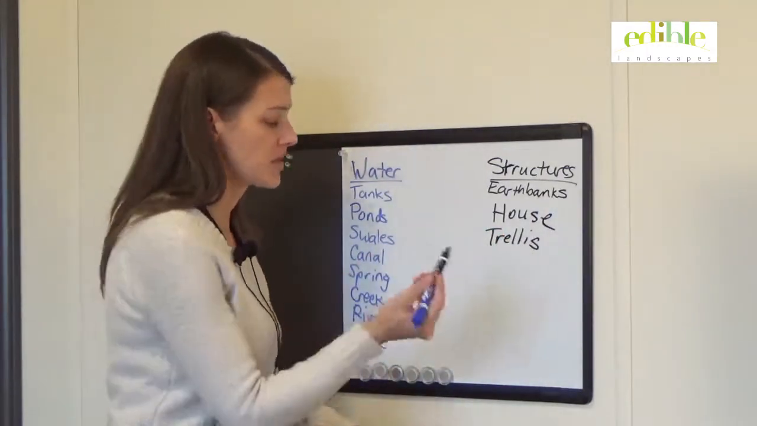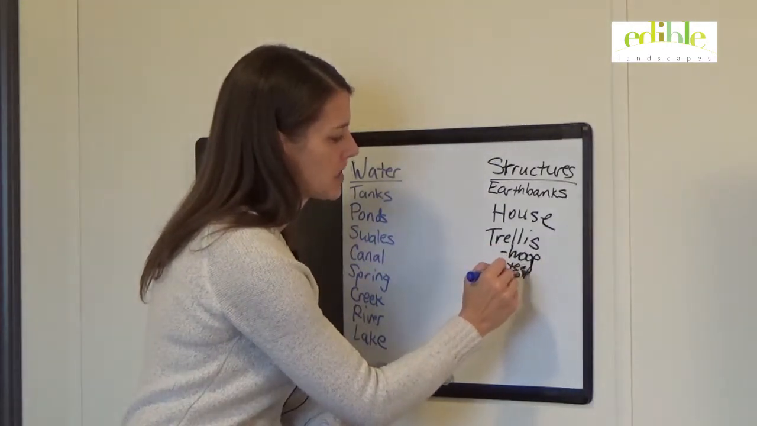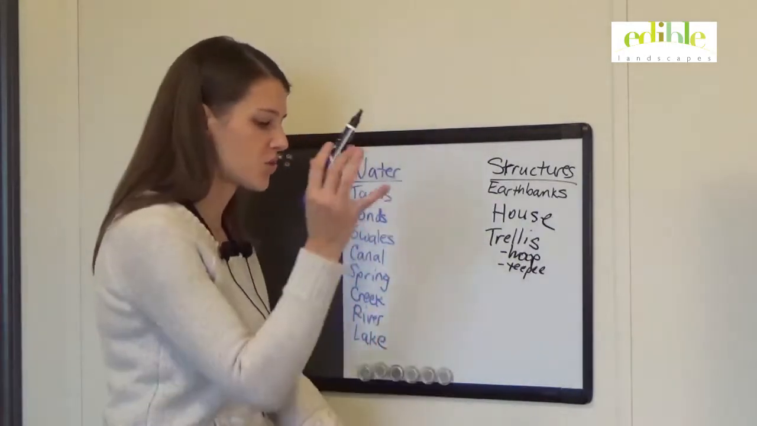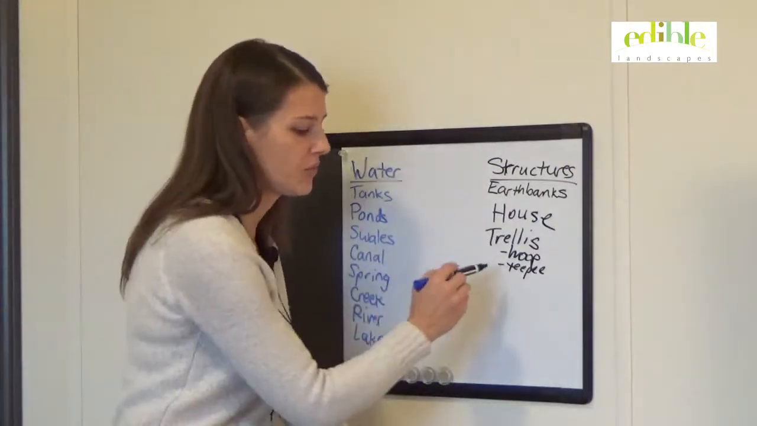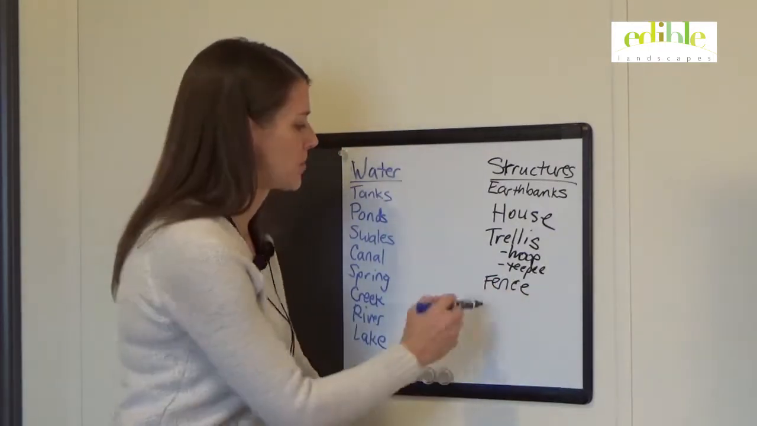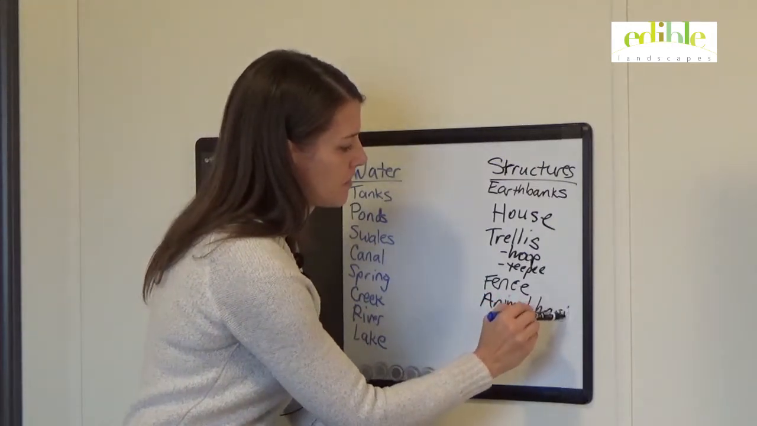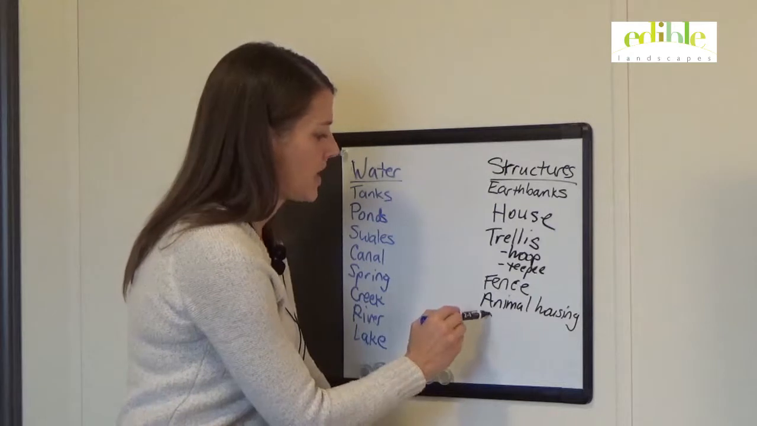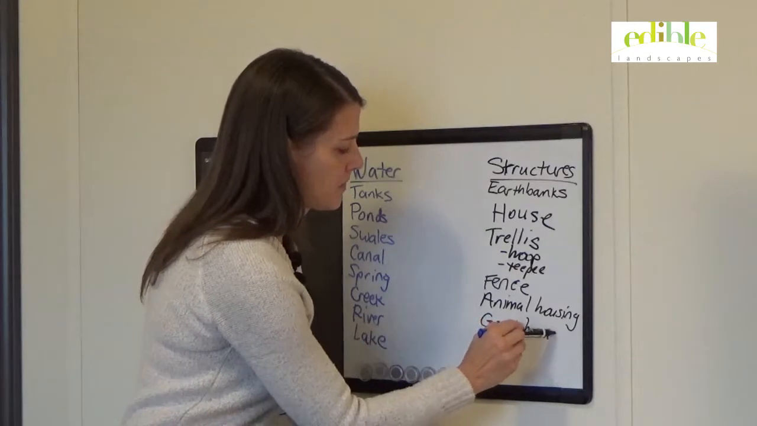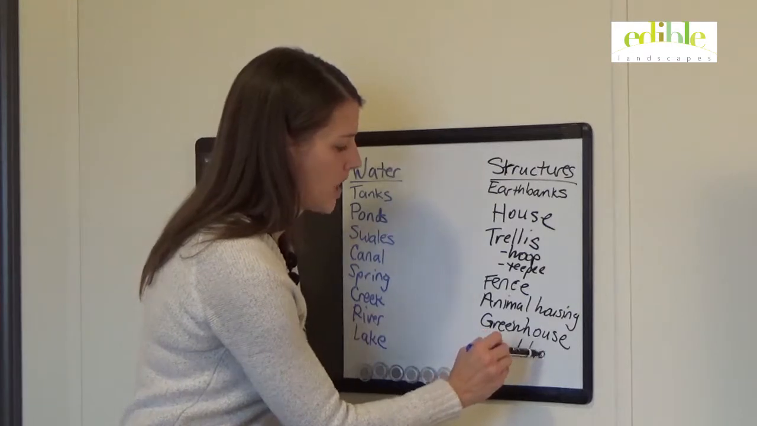There's a bunch of different types of trellises too. We could have a hoop trellis or a teepee trellis or a lattice trellis or a ridge trellis or a vertical trellis. So lots of different types of trellises that we could have. We might have a fence. Other structures might be animal housing. Maybe a greenhouse. And perhaps a shade house of some sort as well, depending on what kind of climate you're in.